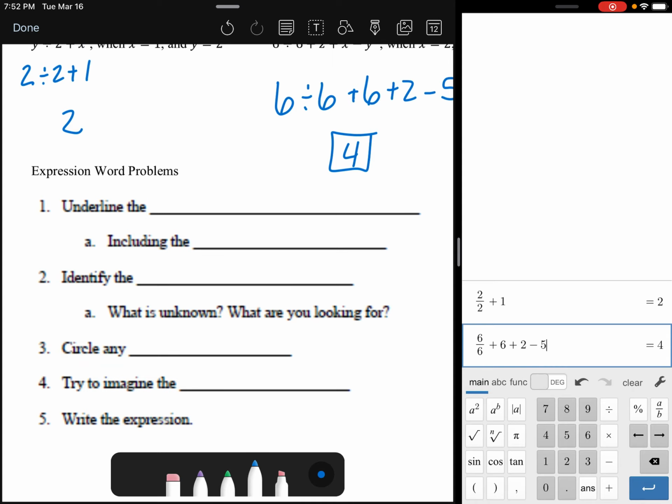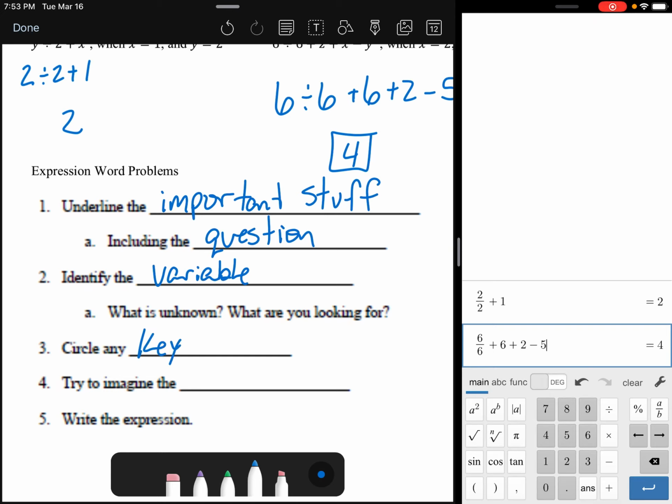With expression word problems. Starting off, of course, you need to make sure you're underlining the important stuff. This is including the question. Make sure you understand what the problem is asking for you. Because once you know what the question is, you're going to be able to identify the variable a lot easier. Questioning to yourself, what is our unknown value? What are we looking for?